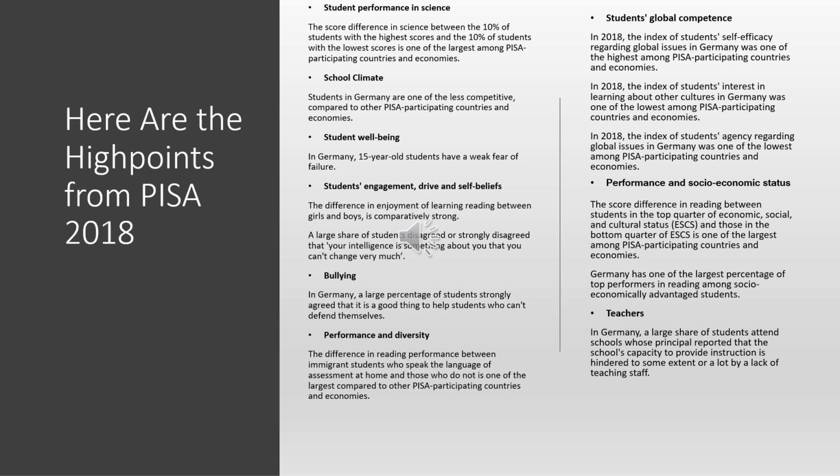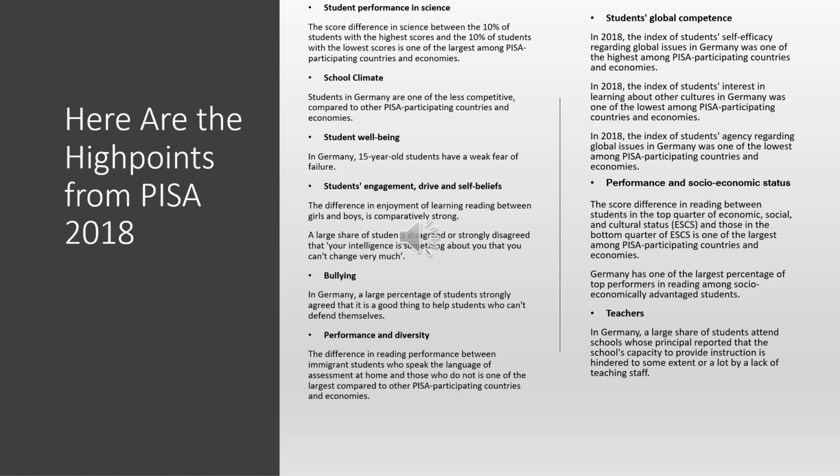I'm just going to point out a few, such as the performance in science. The score difference in science between the 10% of students with the highest score and the 10% of students with the lowest score is one of the largest among the PISA participating countries and economies. So pretty much they outscored students in other countries in science.